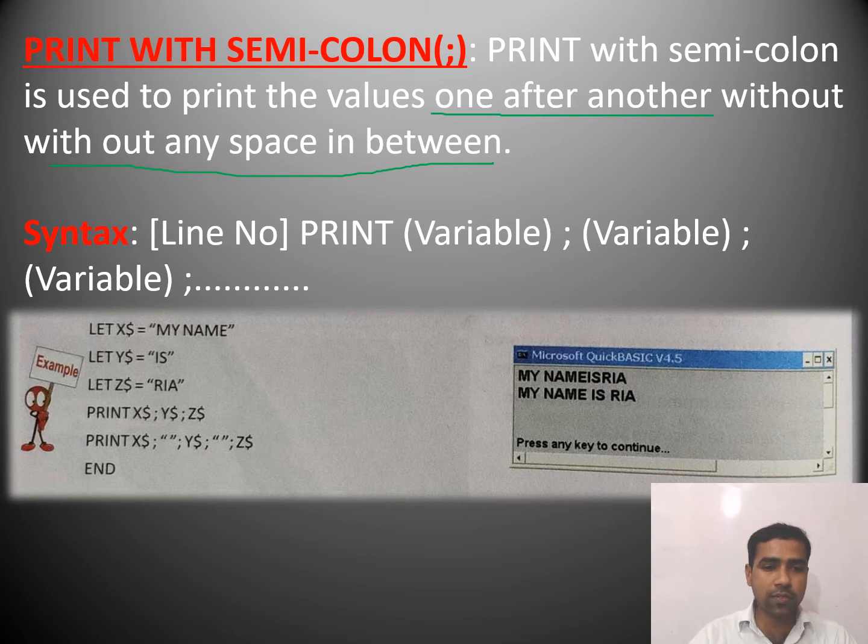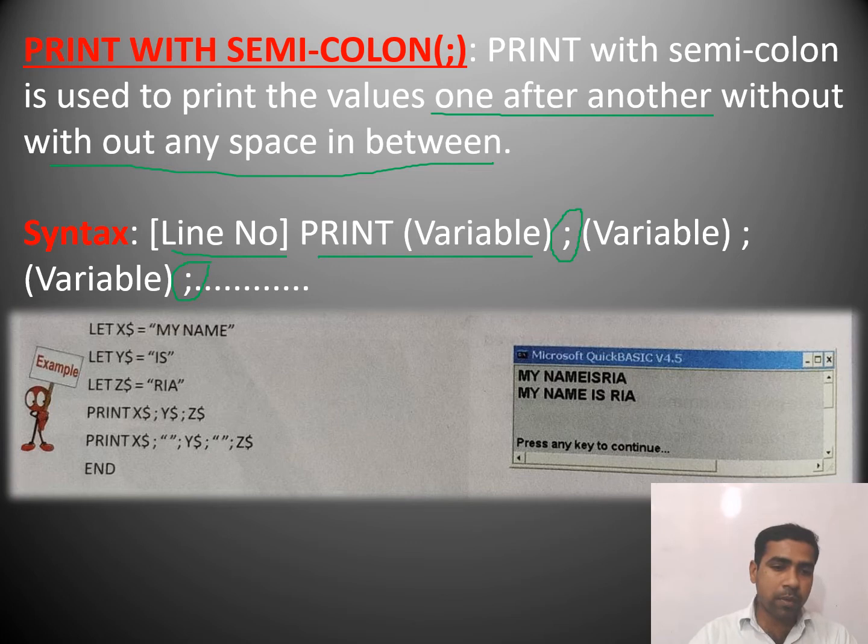What is the syntax for this one, children? Here also you write the line number, then print, then the variable, and you have to write the semicolon. This is called the semicolon. Then variables, as many as you want you can define. If you write the program using print with semicolon, then when you print the output, the space in between the words will not be there.